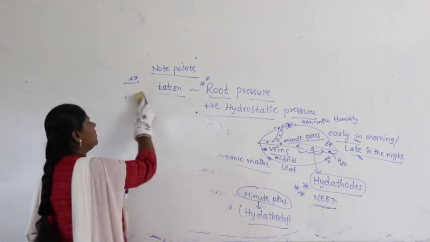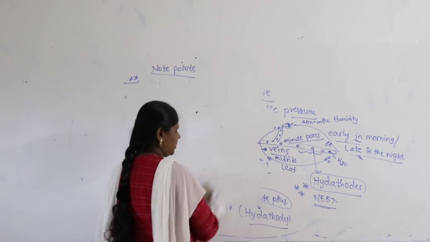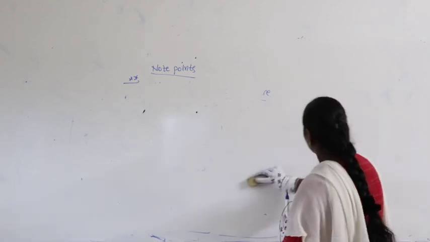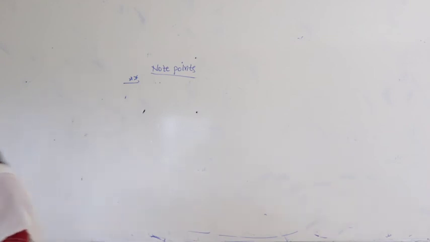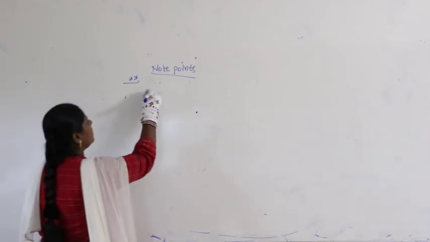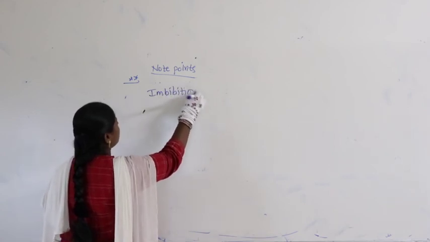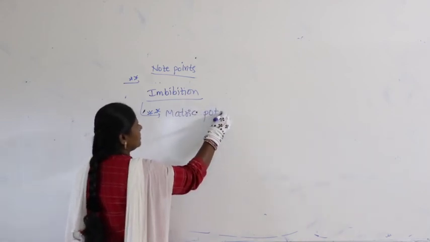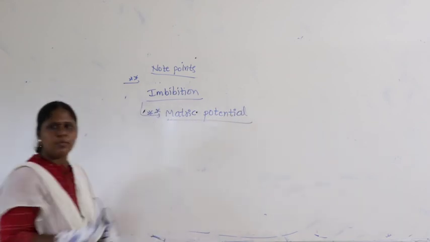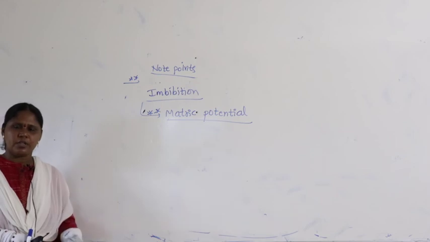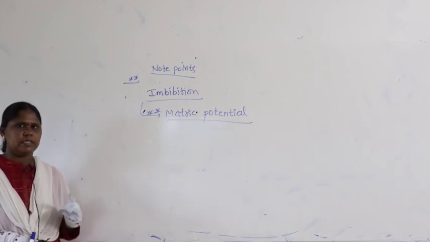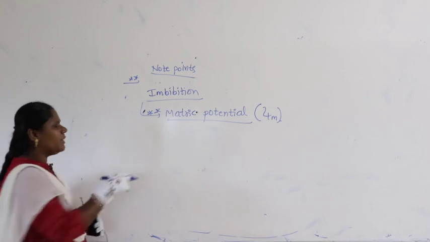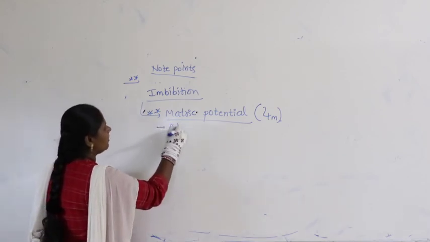Now for imbibition, generally it can be discussed in terms of matrix potential. So here, when we talk about imbibition, it will be discussed in terms of matrix potential. Matrix potential, what is that? Potentials we studied: water potential, solute potential, pressure potential. We studied all these three, right? Coming to matrix potential, we say psi m. Psi m is nothing but the ability of the compound to absorb.